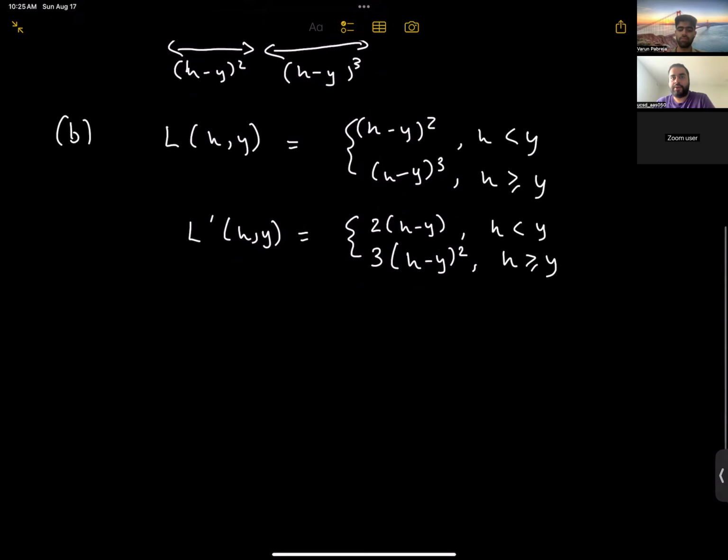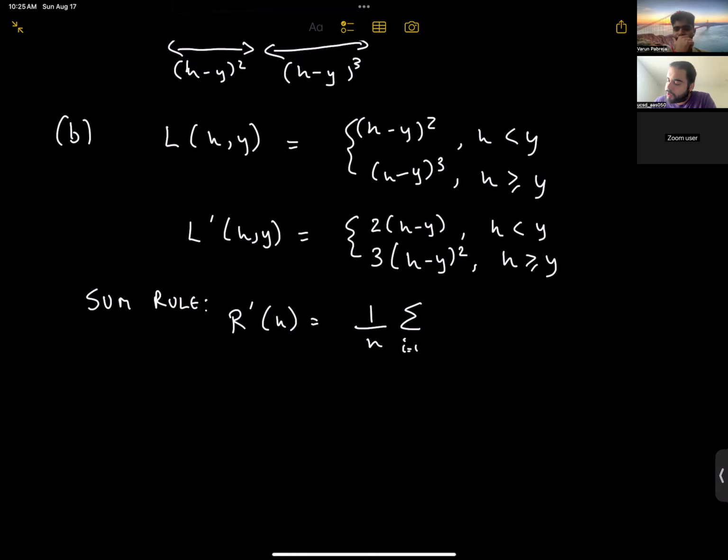Okay. So now using the sum rule of derivatives, we can say that the derivative of the risk is a sum of all the derivatives of the loss function for each value of y.